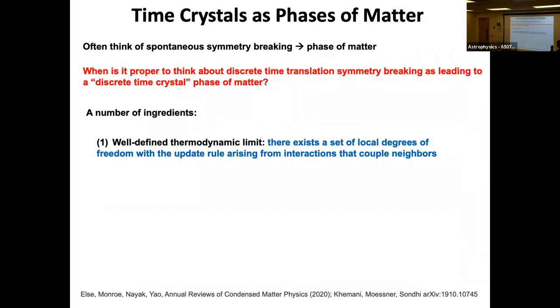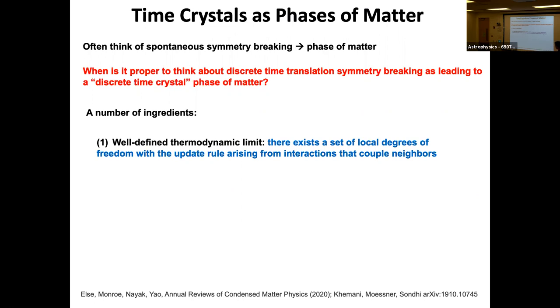So it turns out that we can ask ourselves now, when is it proper to think about the breaking of a discrete time translation symmetry in a periodically driven many-body system as leading to something that we could legitimately call a time crystalline phase of matter, or a time density wave phase of matter? And it turns out that in addition to having this observable exhibit subharmonic oscillation, one might naturally want a number of other ingredients. The first and very obvious one is that in general, to define phases of matter, one likes to have a well-defined thermodynamic limit. We usually don't talk about phases of matter for few-particle systems, one-body systems, but we talk about phases of matter as some sort of collective phenomenon. So we would like there to be a set of local degrees of freedom.